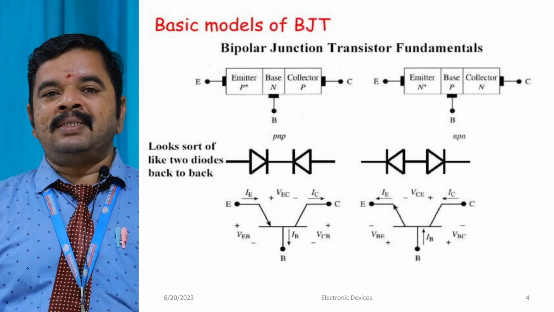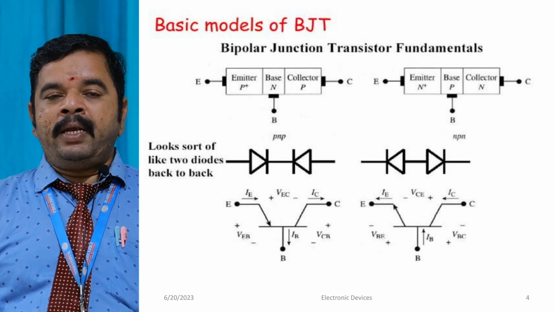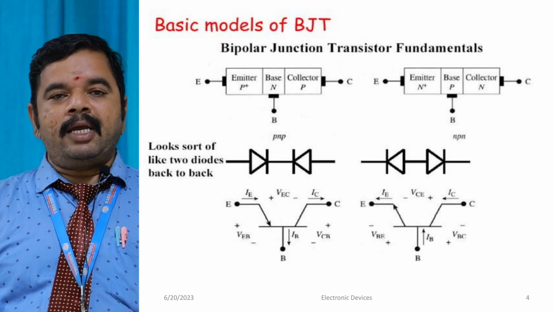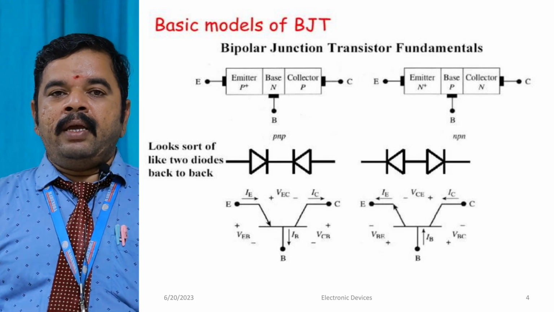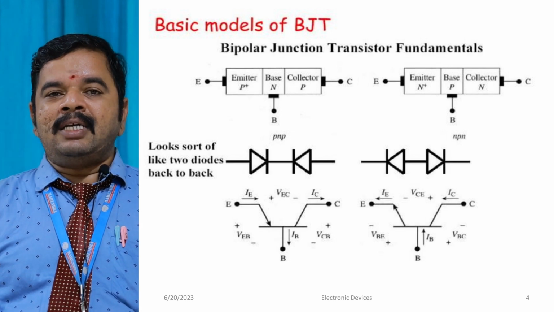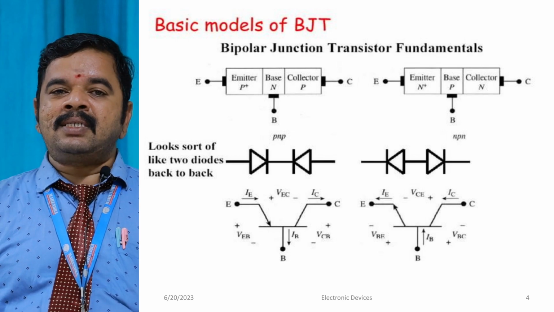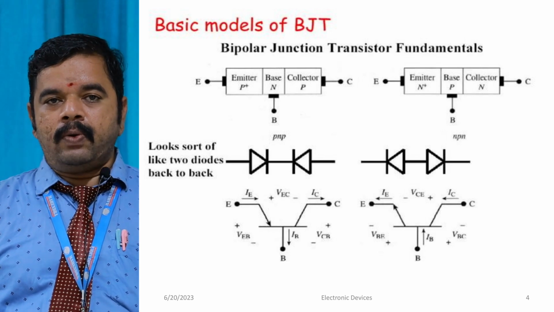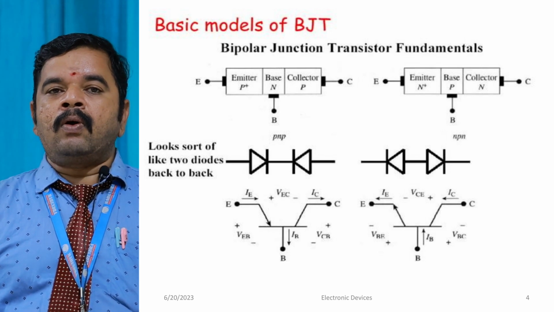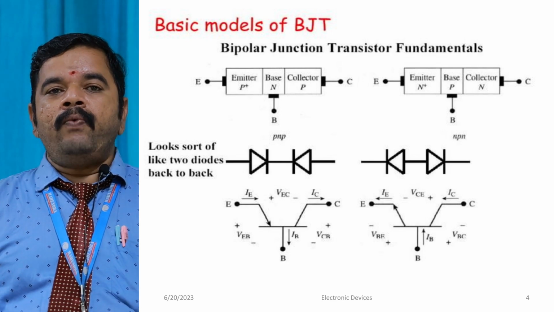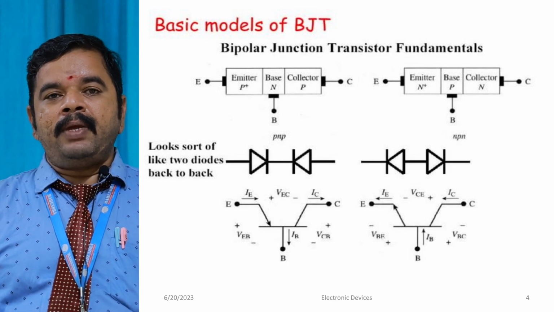In the PNP transistor, the emitter and collector are p-type semiconductor and the base is n-type semiconductor. So in NPN and PNP, we know this as per the construction. A transistor is a back-to-back connection of two p-n junction diodes. So how do we differentiate the NPN and the PNP transistor?